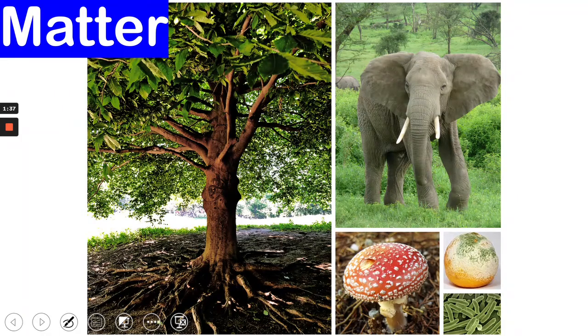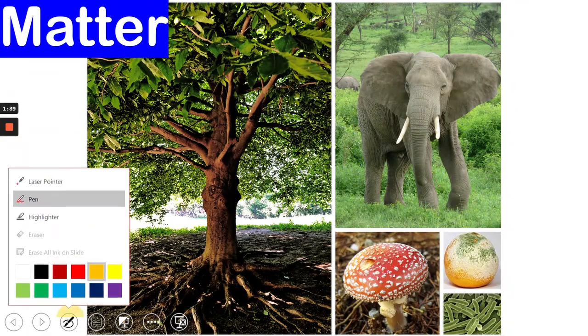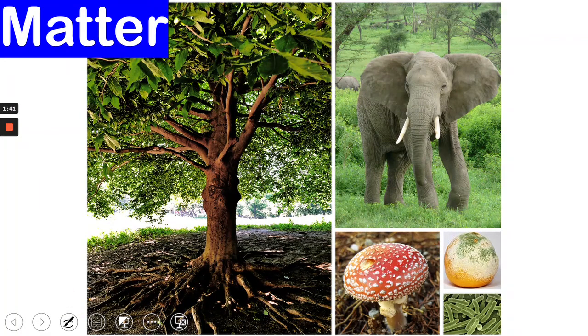All right, so here we have matter. I'm going to switch to my blue for matter. We are starting by looking at the tree. The tree gets eaten by the elephant, right? Elephants can eat producers. The tree also takes in carbon dioxide and gives off oxygen that the elephant will use. So I am going to write food. The elephant can eat the producer, and it can also take in oxygen from the tree.